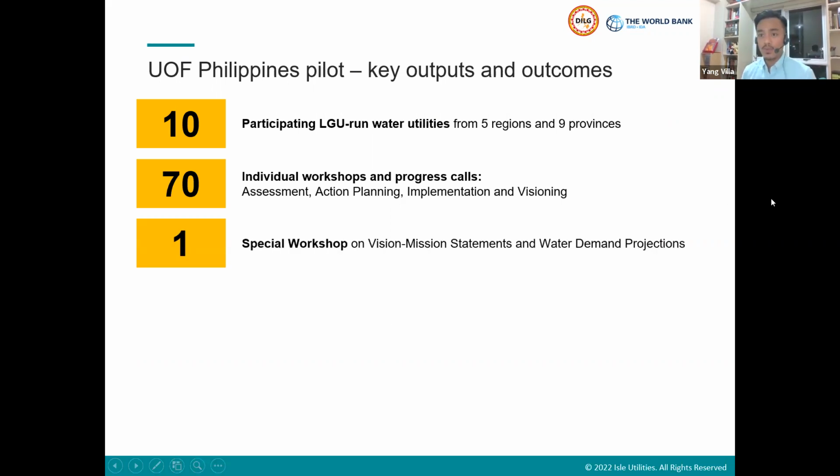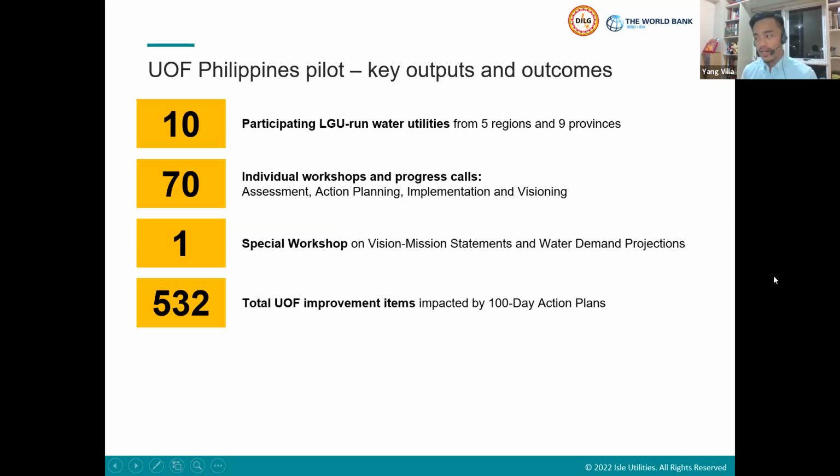We also conducted one special workshop for all of the 10 utilities because all of them were asking for help in these 2 topics. Number 1, how to create vision and mission statements. And number 2, how to get started with their water demand projections.